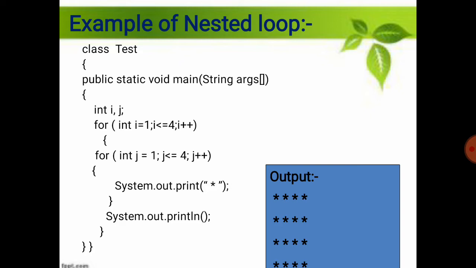And after that, when this inner loop ends, I have written System.out.println. By this, the cursor comes to the next line. Now when i is equal to 2, again the inner loop revolves 4 times and it again prints 4 stars in a second line. In the same way, when i is equal to 3, it prints 4 stars in the third line, and when i is equal to 4, it prints 4 stars in the fourth line. By this nested loop, here we print 4 stars in 4 lines.